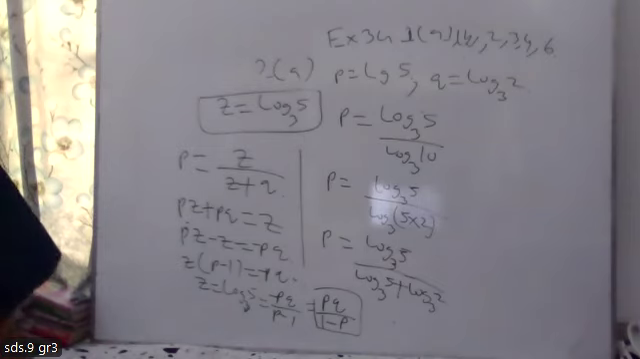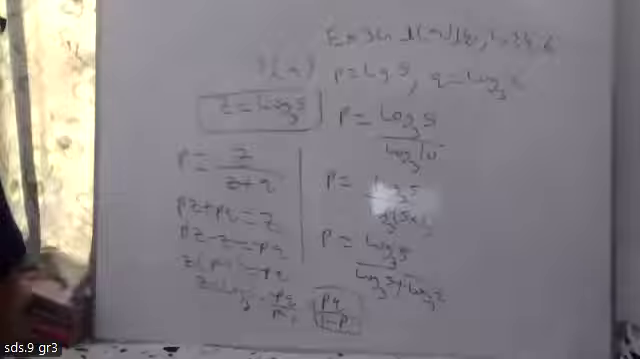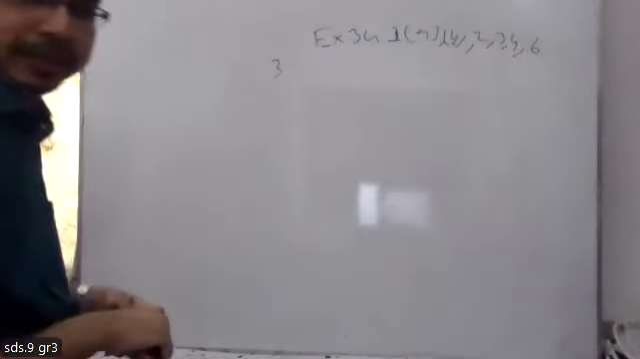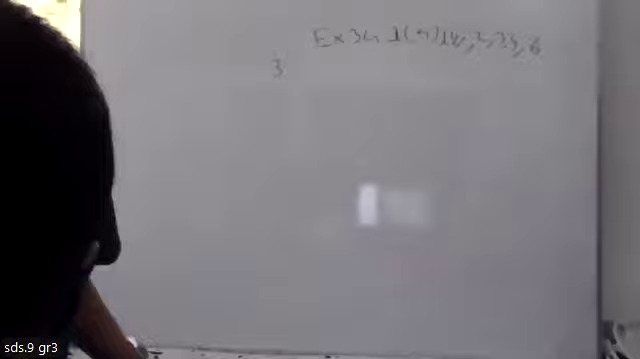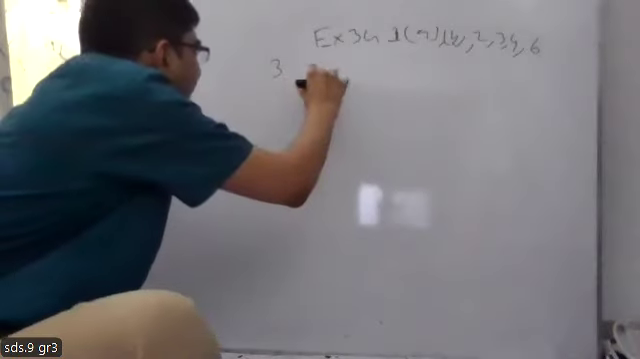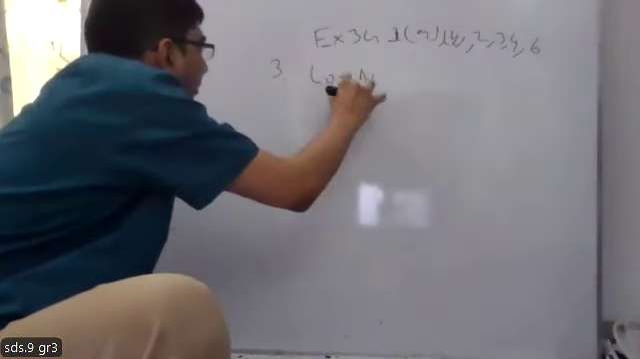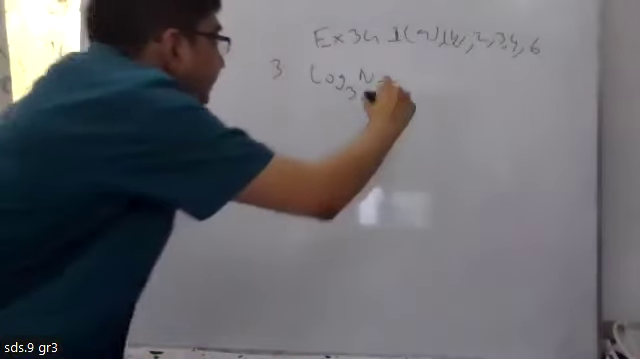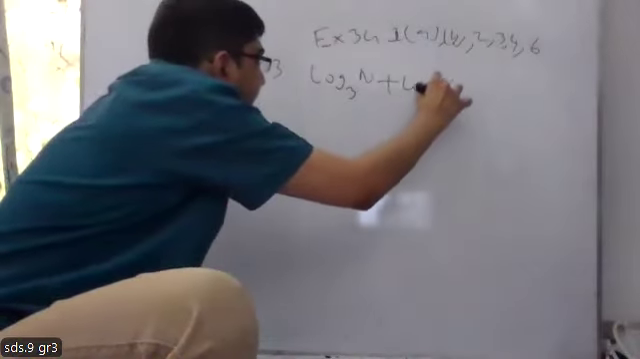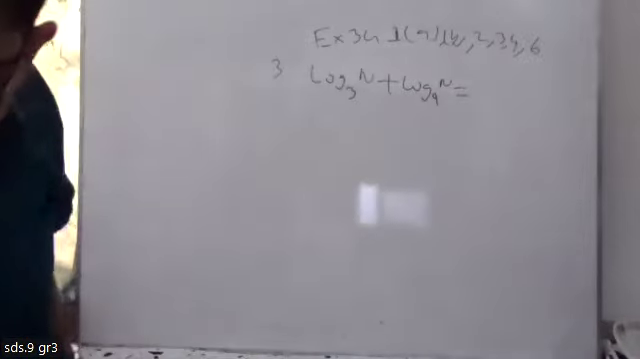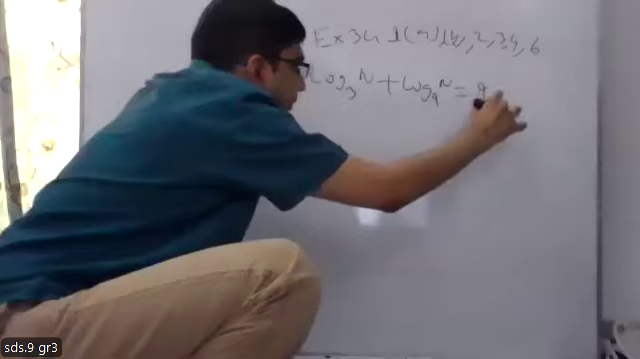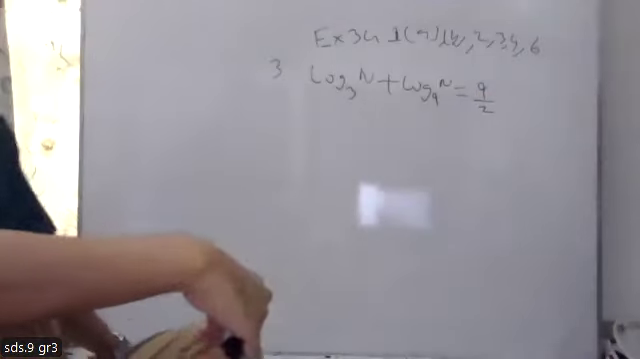Okay, if this is clear, now you do question number 3 and question number 4. But 3 is a very typical sum that comes in the exam. So log n base 3 plus log n base 9, which is equal to 4.5, which is 9 by 2. I can write 4.5 also, no big deal.